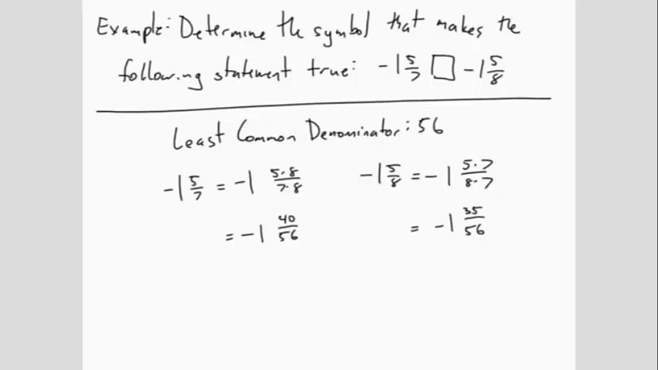And now we need to think about the picture. Negative 40 is to the left of negative 35, so negative 1 and 40/56 is to the left of negative 1 and 35/56. This means negative 1 and 5/7 is to the left of negative 1 and 5/8, which means that negative 1 and 5/7 is less than negative 1 and 5/8.